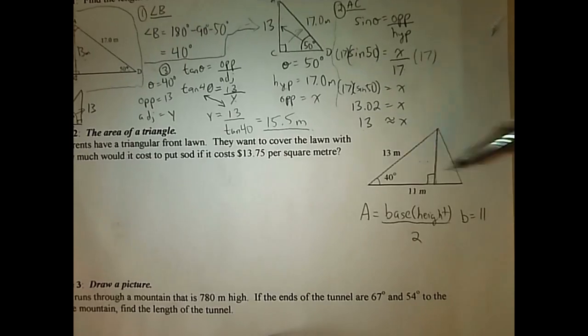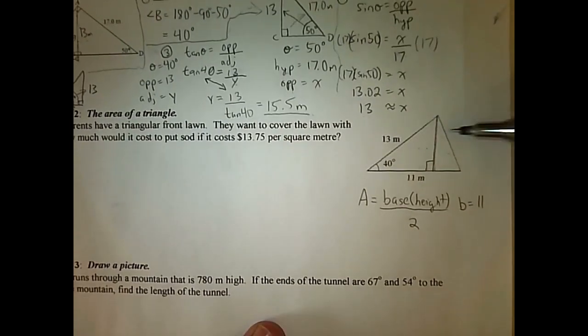Notice that, like in the last question, I do have 2 triangles, but it just so happens for this question I don't really need the information from this triangle. I just want to find this line, this height, so I can find the area.